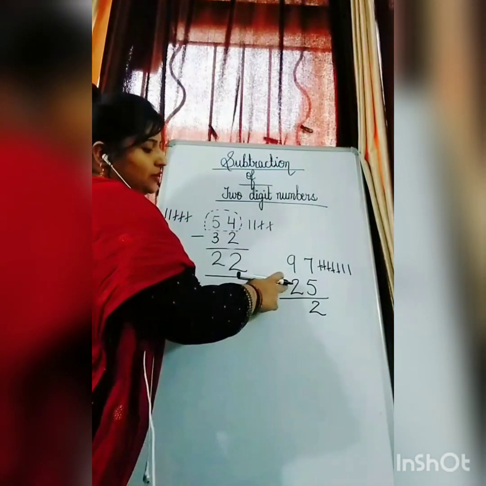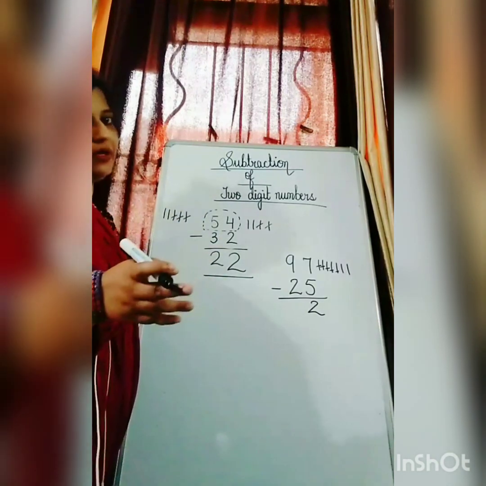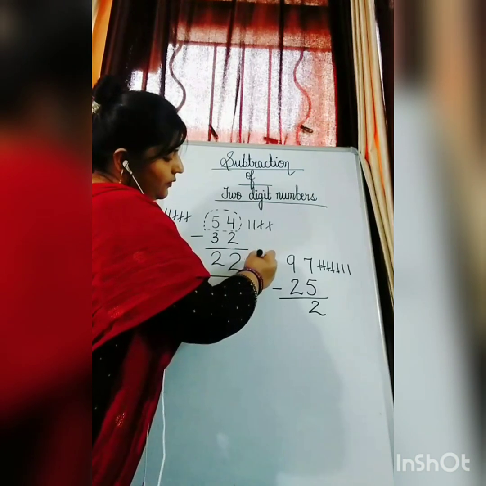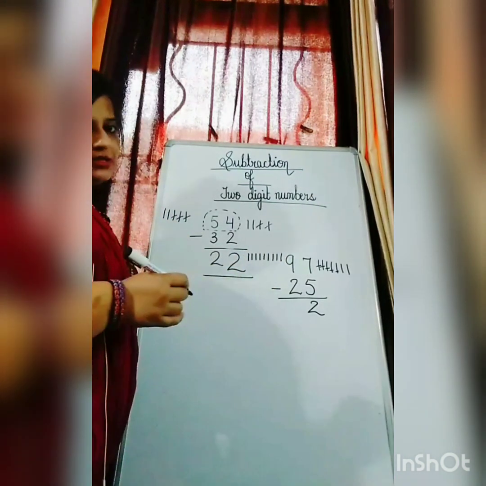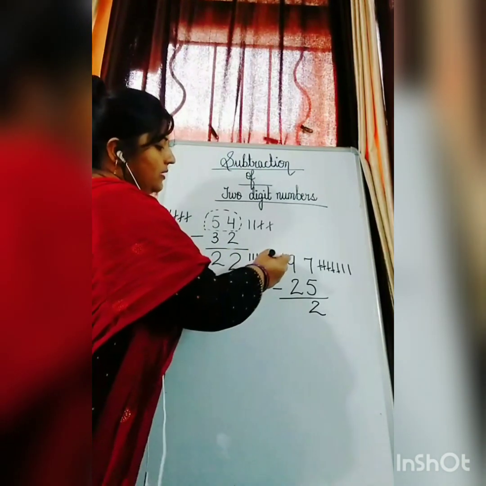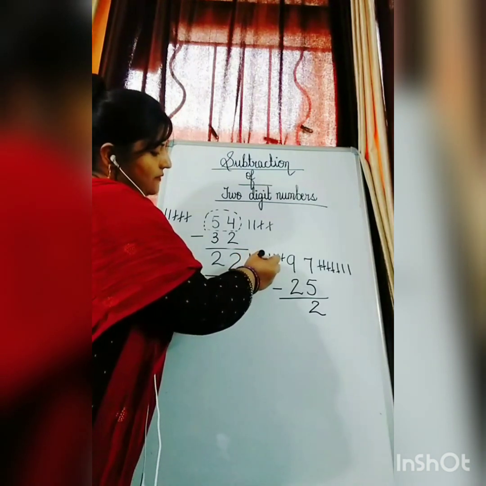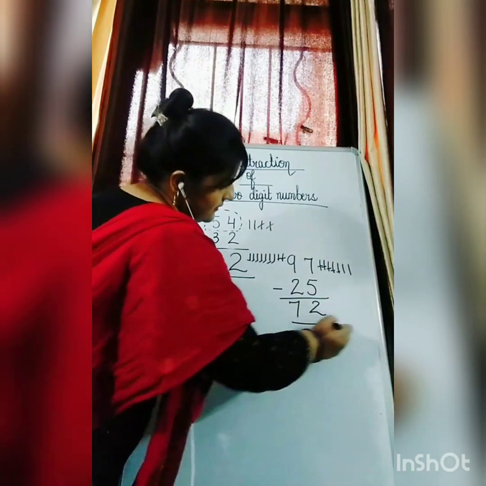Then 9 and 2. You have to subtract 2 from 9. Same way, you can draw lines. 1, 2, 3, 4, 5, 6, 7, 8, 9. And from this, you can cut 2 lines because the down number is 2. 1, 2. How much is left? 1, 2, 3, 4, 5, 6, 7. 7 is left. So now the answer is 72.